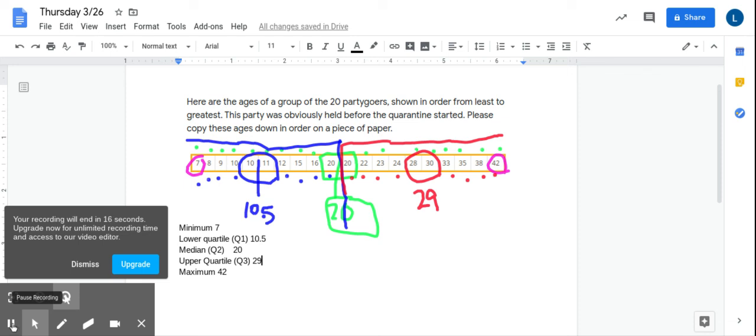When we find the 5-point summary, we use it to draw a box plot. So in the next video, I'm going to show you how to use this to draw the box plot.